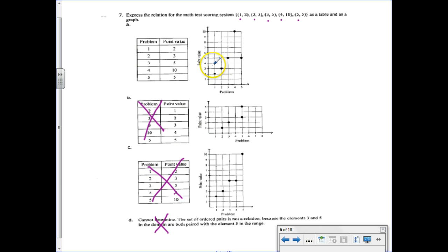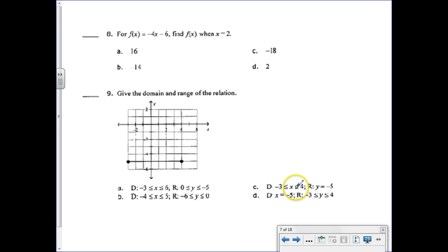So double check the graph just to be sure. 1, 2, 2, 3, 3, 5, 4, 10, 5, 5. You should choose A. Number 8.